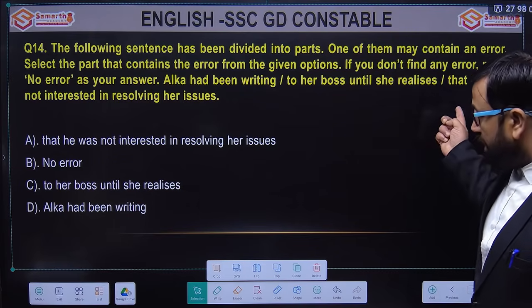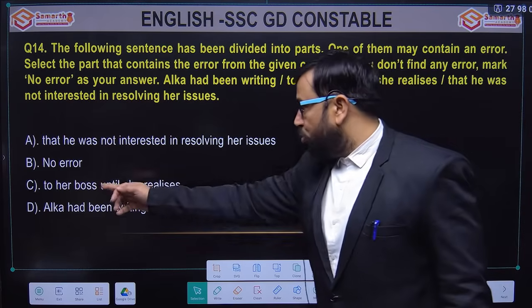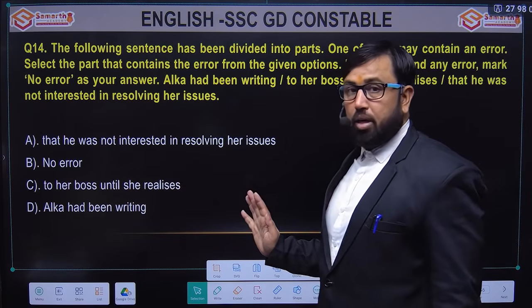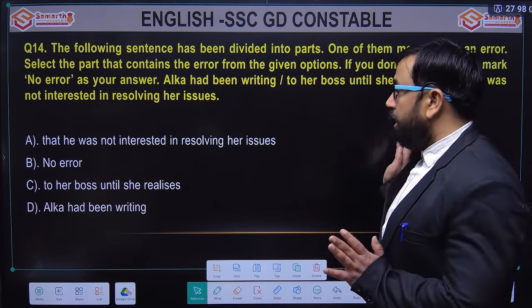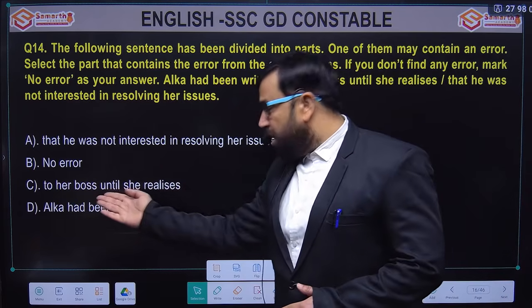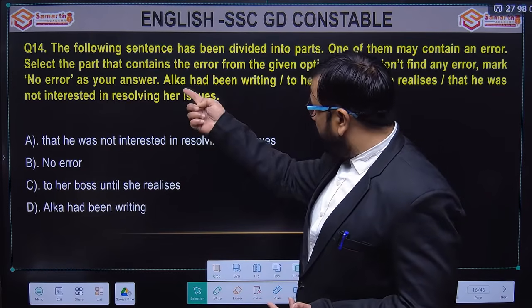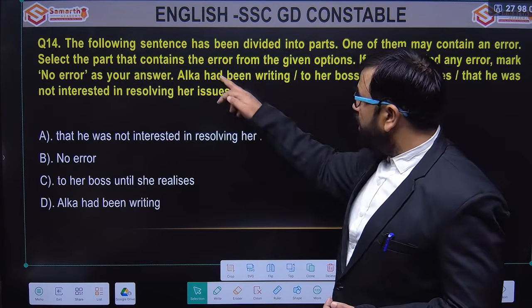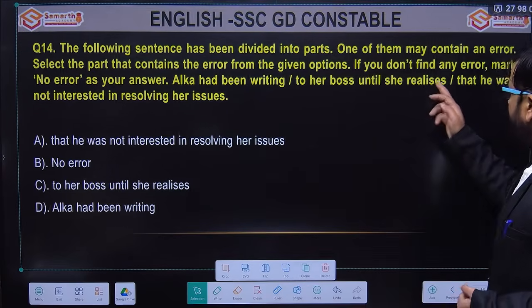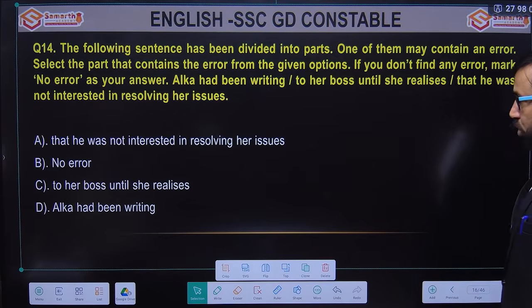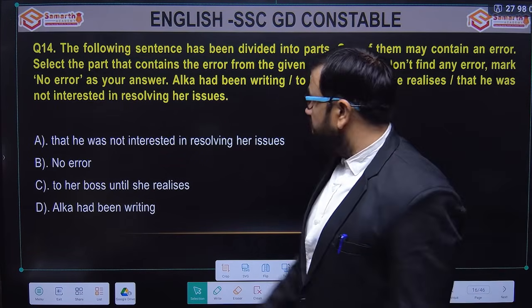So to her boss until she realizes. You need to look at the complete sentence, otherwise you may not have got the correct answer. Because of the complete sentence I came to know that it is past tense, and it should have been in past tense. So that is how the answer would be C option.